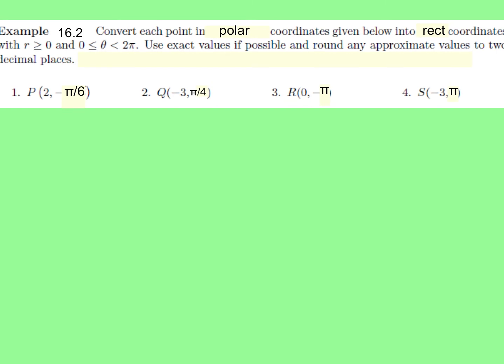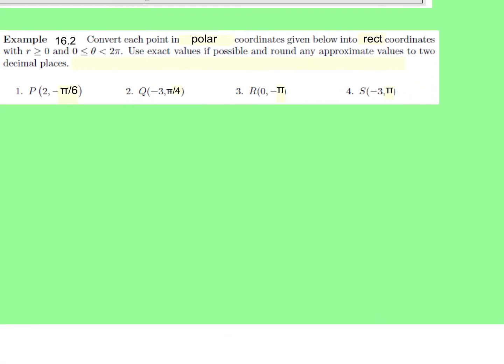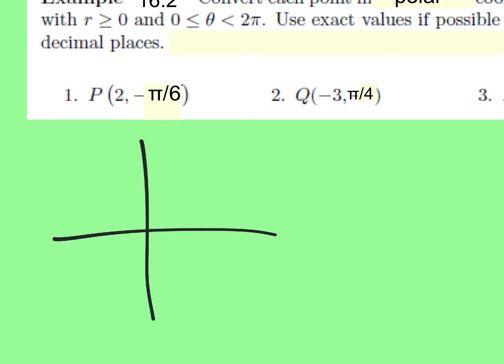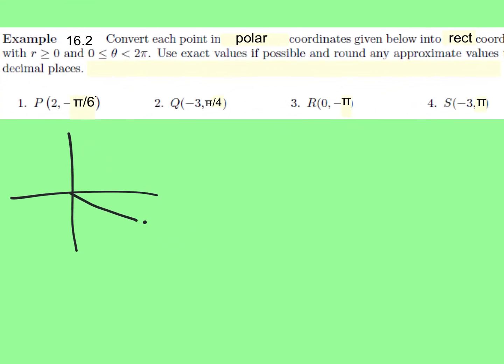This one is back to simpler again. Read the directions. That's a novel idea. Okay, so let's see if you knew how to do this. First of all, 2, negative pi over 6. I hope that went quick. Raise your hand if you knew it was there. Okay, awesome. But then what are you supposed to do? You're supposed to change them into rectangular.